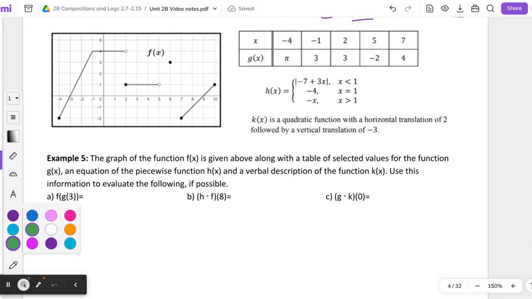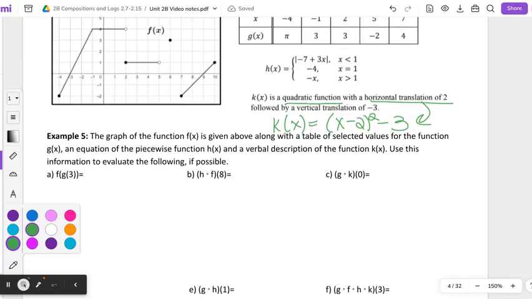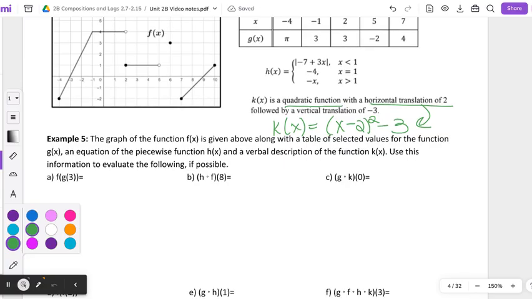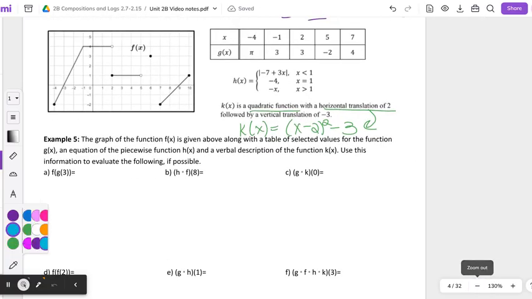Okay, we've got a few here different. We got a piecewise graph. We got a table for g, and h is this piecewise. k is a quadratic function with a horizontal translation of 2. So remember, that's going to be on the x. So x minus 2, since it's quadratic, squared. And then a vertical translation of minus 3. So we can write an equation for this. All right, so I'm going to shrink this down so I can see it all.